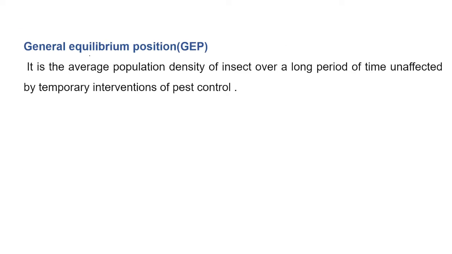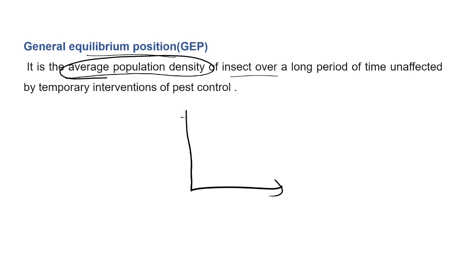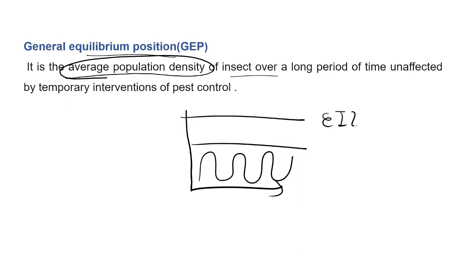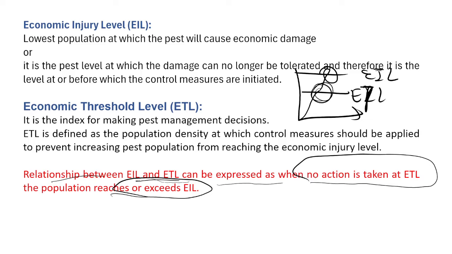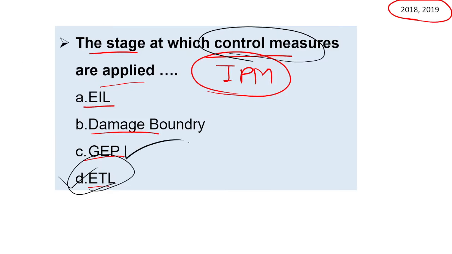Okay, next is general equilibrium position. General equilibrium position is nothing but the average population density of an insect over a long period, unaffected. Here it is EIL and here it is ETL, and the pest population density at this stage varies in between that. This pest population density is unaffected to our plant, our crop condition. It is called the general equilibrium position.